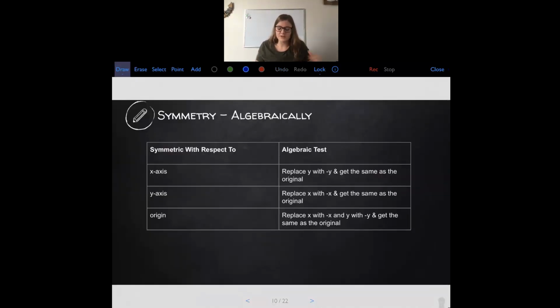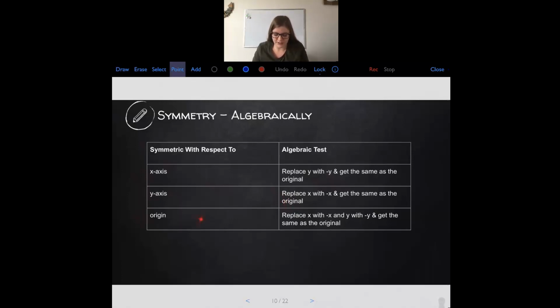Okay, so symmetry. So we just talked about determining symmetry visually. There's also a way to determine symmetry algebraically, and here are the tests to do that. So if a function is symmetric with respect to the x-axis, then you replace y with -y in the formula for the relation of the function, and if you get the same as the original, then it's symmetric with respect to the x-axis. Symmetry with respect to the y-axis, so you take your formula and you replace x with -x, and if you get the same as the original, then it is symmetric with respect to the y-axis.